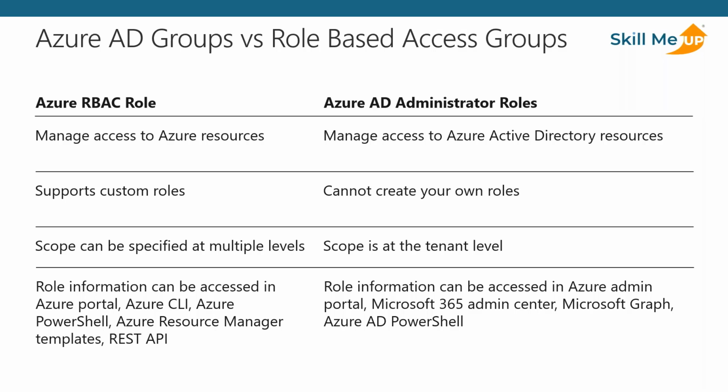Role information can be accessed for Azure AD in the admin portal, the Microsoft Admin Center, Microsoft Graph, and Azure AD PowerShell. And the reason I touch on this is when we talk about privileged identity management, the privileged identity management process can see all of these roles, whether they're Azure AD ones or whether they're RBAC roles and groups from Azure.